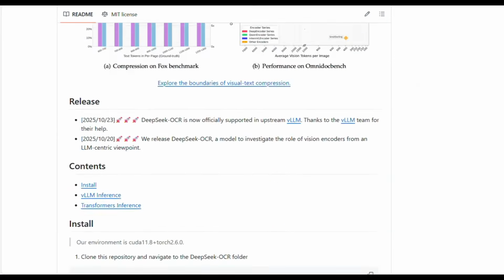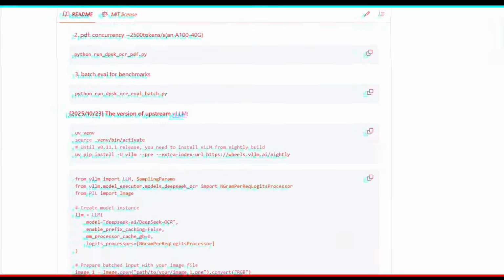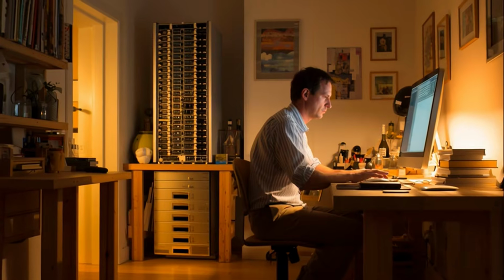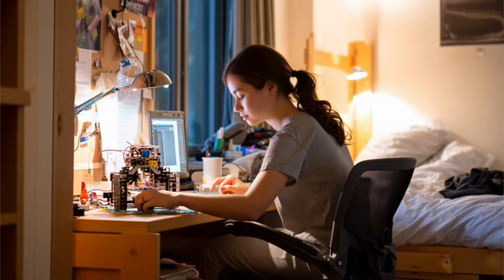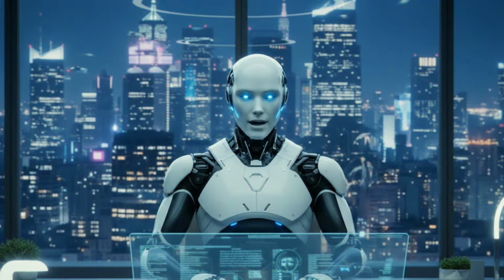Deepseek OCR is open source. Code and weights are available on GitHub right now. Whether you're interested in document processing, building VLMs, or just curious about novel approaches to AI efficiency, this is worth checking out. The bigger picture here is fascinating.